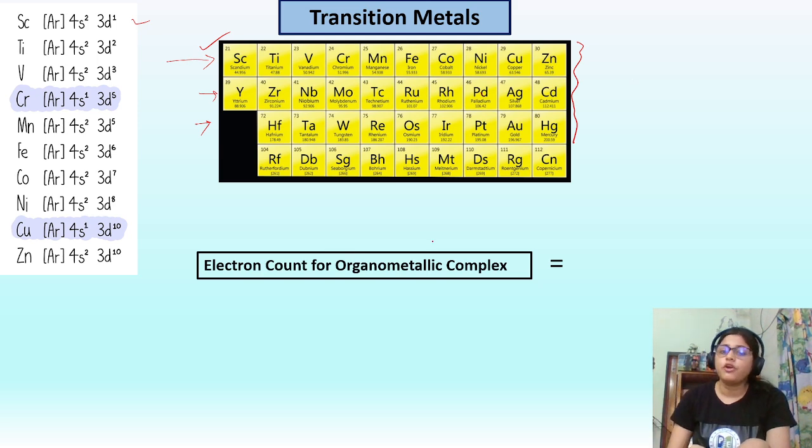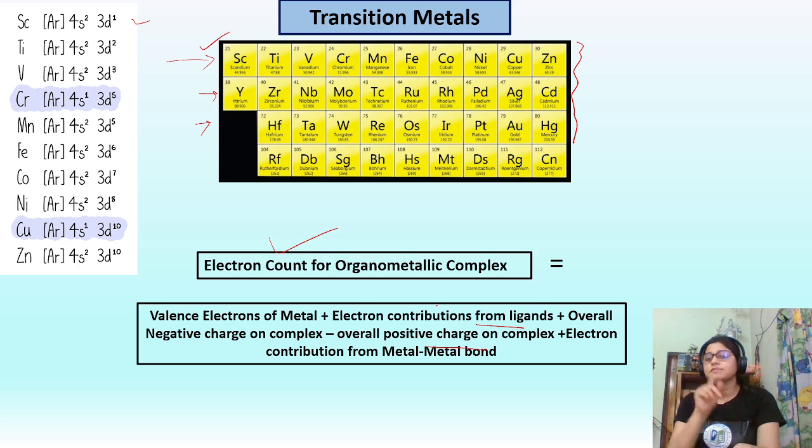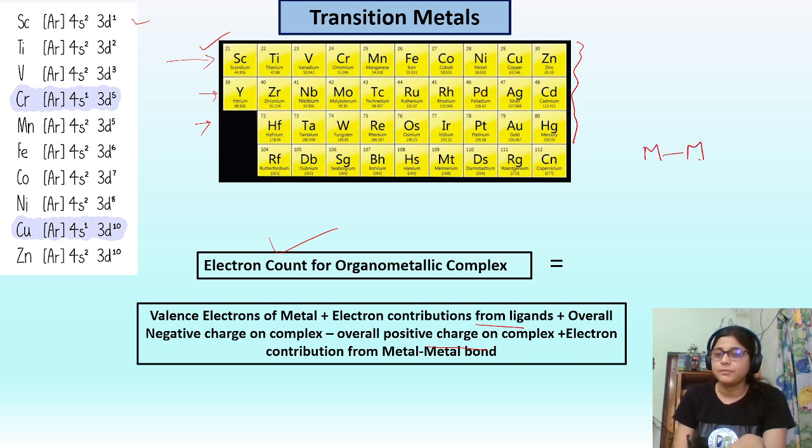So electron count for organometallic complex. How can we do this? The valence electrons of metals plus electron contributions from ligands, which we have read about, plus overall negative charge on the complex minus overall positive charge. If the complex has positive charge, it will be minus with the electron count. If it has negative charge in it, we are counting electrons, so we have to sum it, and plus electron contribution from metal-metal bond. If there is any metal-metal bond, we have to consider those electrons also in the count.